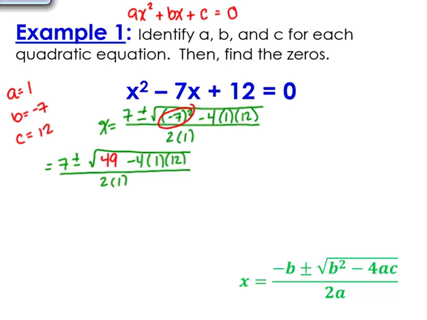My next step will be to multiply. So I'm going to multiply all these things together: -4 times 1 times 12. And everything I didn't touch will stay. So this 7 on the outside, this plus or minus, this square root, this 49, and at the bottom this 2 times 1, which you can go ahead and turn into 2 if you'd like. -4 times 1 is -4 times 12 is -48.